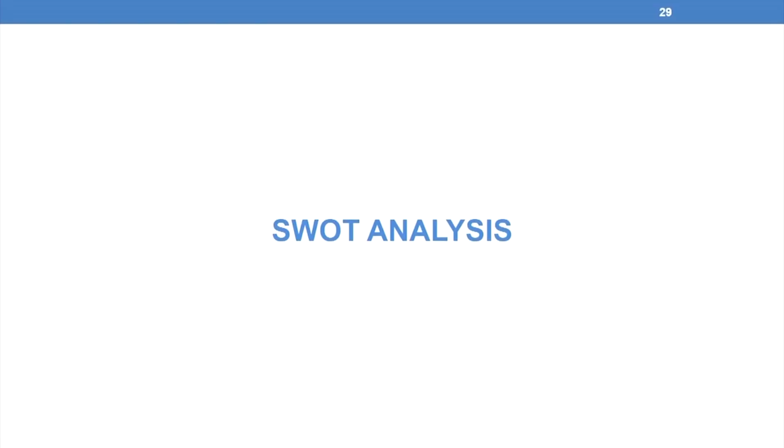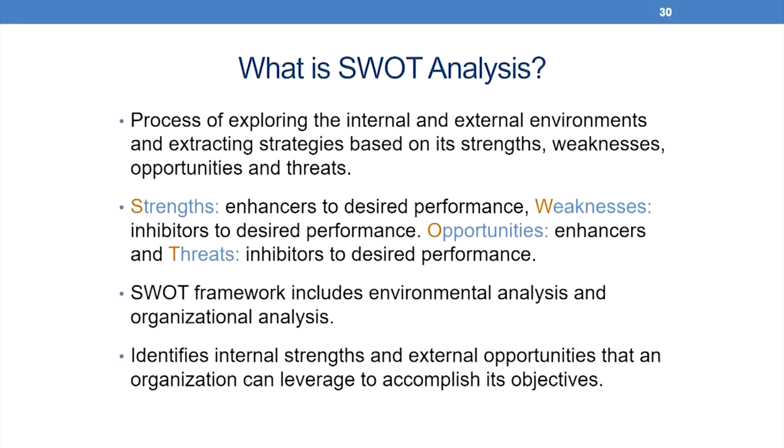As I said in the beginning of this lesson, SWOT analysis as a tool is taken up separately and sometimes as a part of the logical framework analysis, which is why I have put them together. Let us see what is SWOT analysis. It is basically a process of exploring the internal and external environments and extracting strategies based on its strengths, weaknesses, opportunities and threats. Strengths meaning enhancers to desired performance, weaknesses are basically inhibitors to desired performance, opportunities are enhancers and threats inhibitors to desired performance.